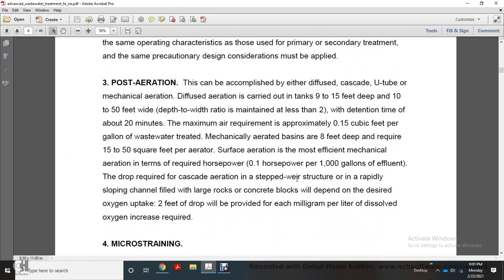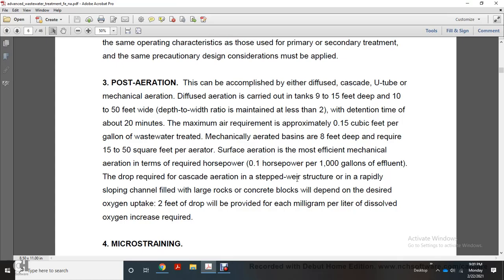Post-aeration. This can be accomplished by diffused, cascade, U-tube, or mechanical aeration. Diffused aeration is carried out in tanks 9 to 15 feet deep with a width of 10 to 50 feet, with a depth to width ratio maintained at least 2. Detention time is about 20 minutes. The maximum air requirement is approximately 0.15 cubic feet per gallon of wastewater treated. Mechanically aerated basins are 8 feet deep and require 15 to 50 square feet per aerator.